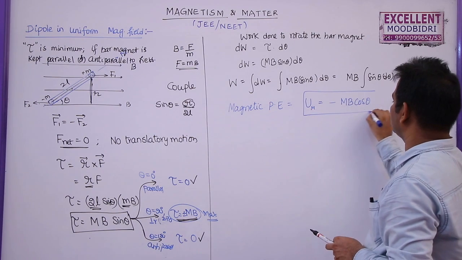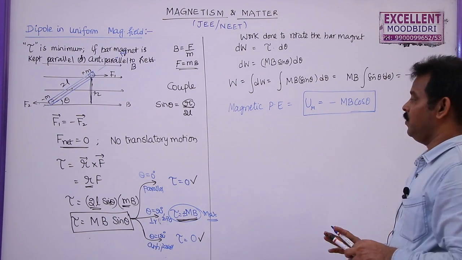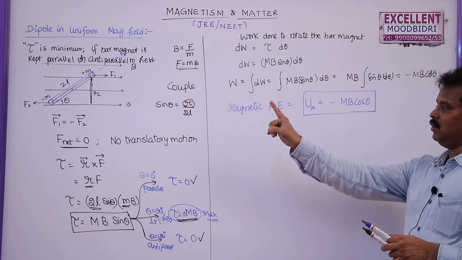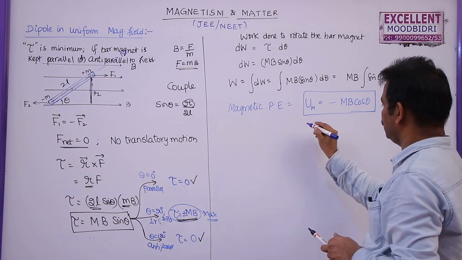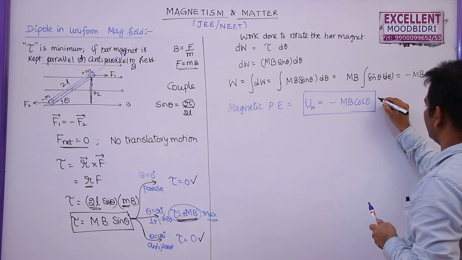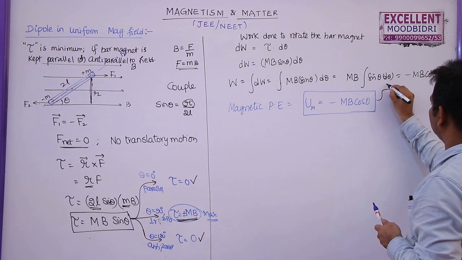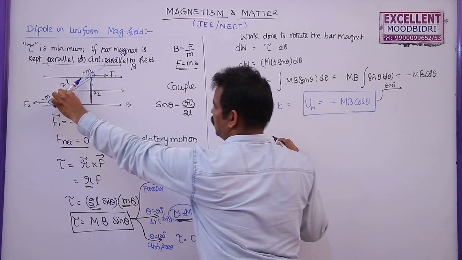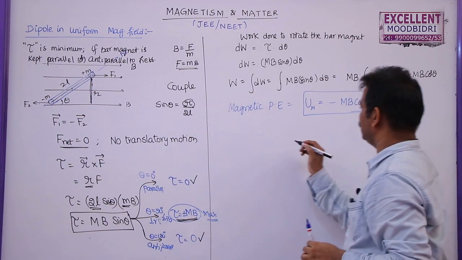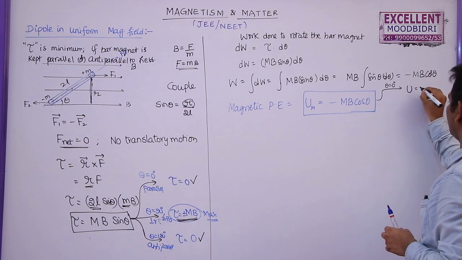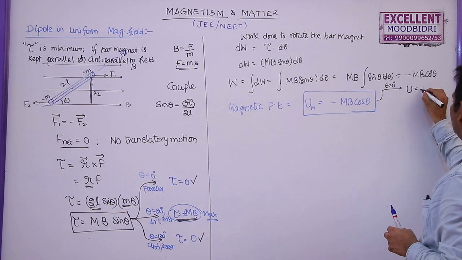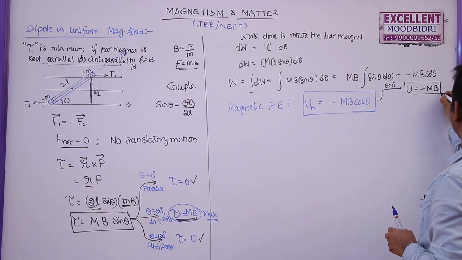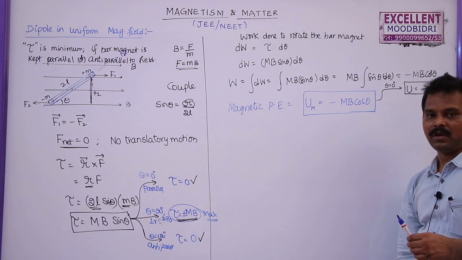From the basic principle that we have studied in electrostatics, whenever the potential energy is minimum, the dipole will be in stable equilibrium. So here, when will this be minimum? Now let me take theta equal to 0 degrees. That is, the dipole is parallel to the magnetic field. Then U will become minus mB cos 0, which is equal to minus mB. This is the minimum potential energy of the dipole.